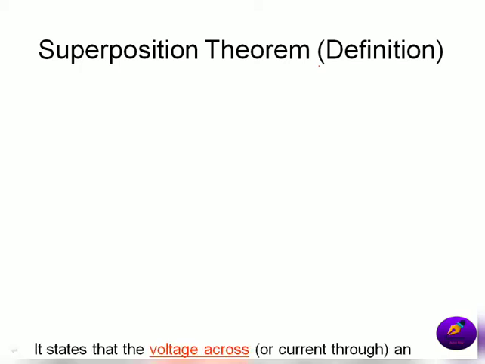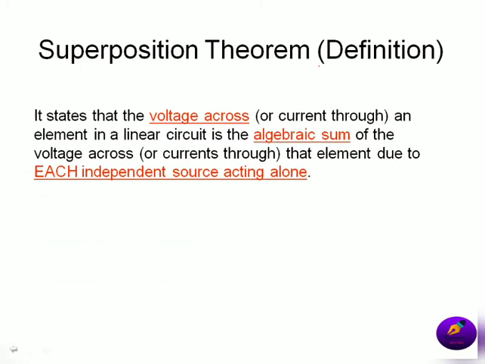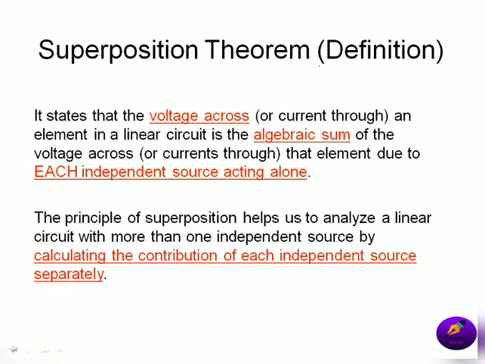Superposition theorem, by definition, states that the voltage across or current through an element in a linear circuit is the algebraic sum of the voltage or current through that element due to each independent source acting alone. The principle of superposition helps us to analyze a linear circuit with more than one independent source by calculating the contribution of each independent source separately.